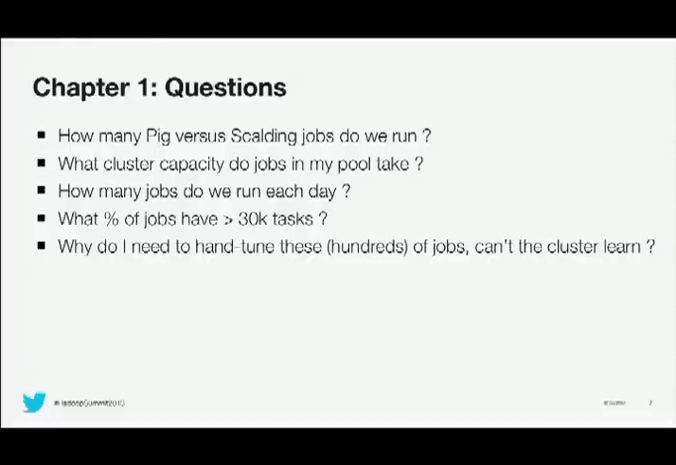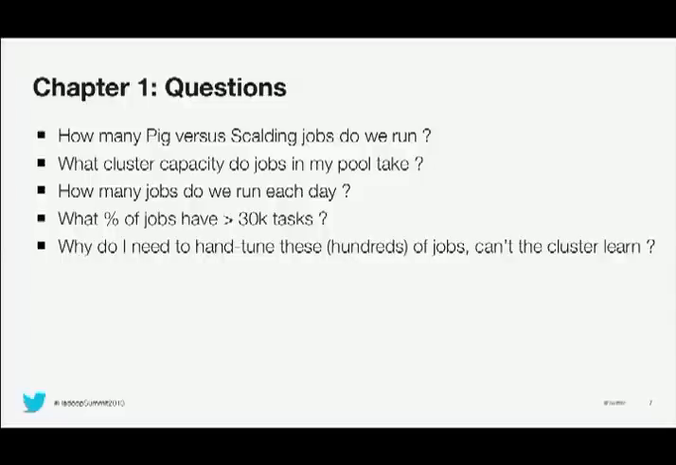There are several questions that our users want to be able to ask and that we have a hard time answering. Some of the questions are, how many Pig jobs do we run versus Scalding jobs? Another question is, what capacity do my jobs take on the cluster? How much of the pool that has been allocated am I using? And generically, how many jobs do we run in a day? Going back to the JobTracker and clicking through and counting these things is not very feasible. Questions like, what percent of our jobs are very large jobs, and what percentage are very small jobs?